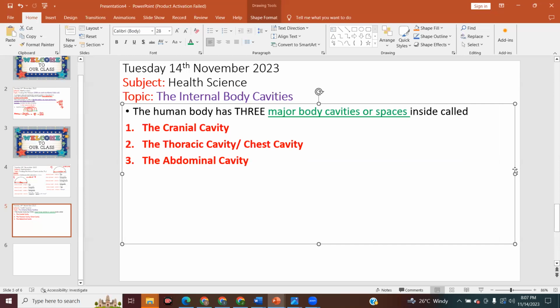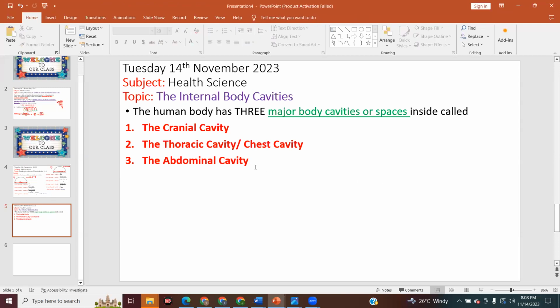So can you tell me the 3 cavities again? The cranial cavity, the forehead cavity, the abdominal cavity. Very good. So these are the 3 major ones. But like I said, there are others.